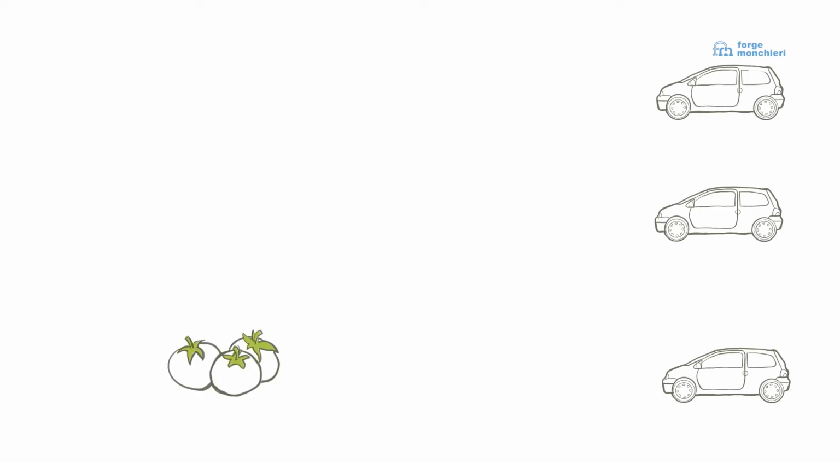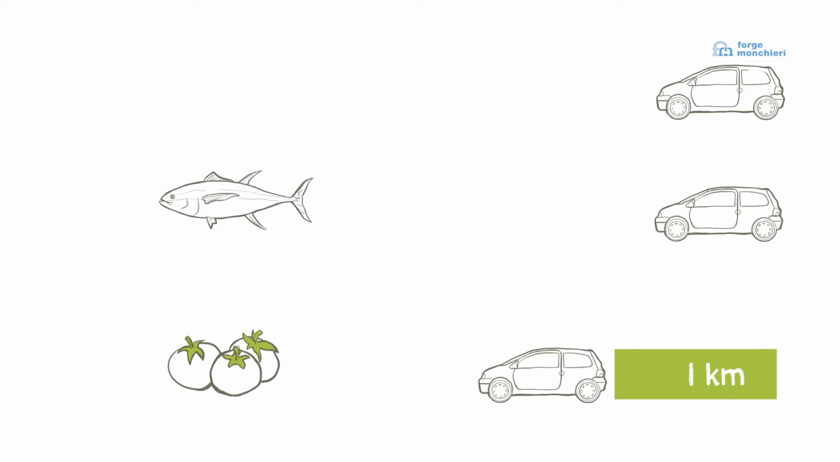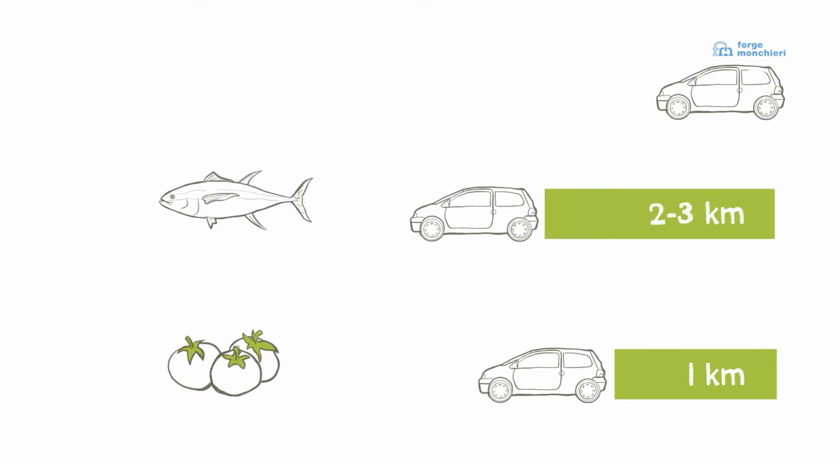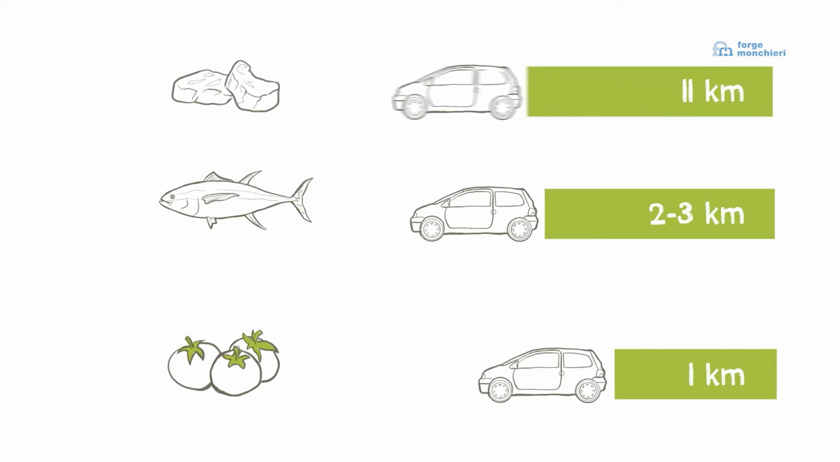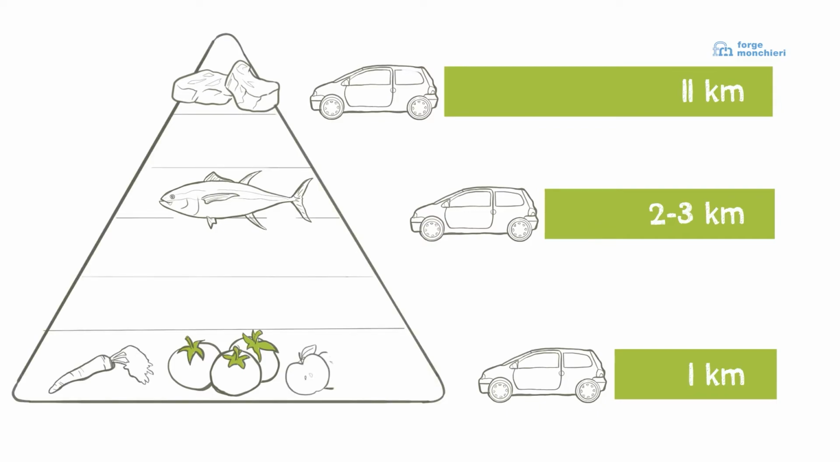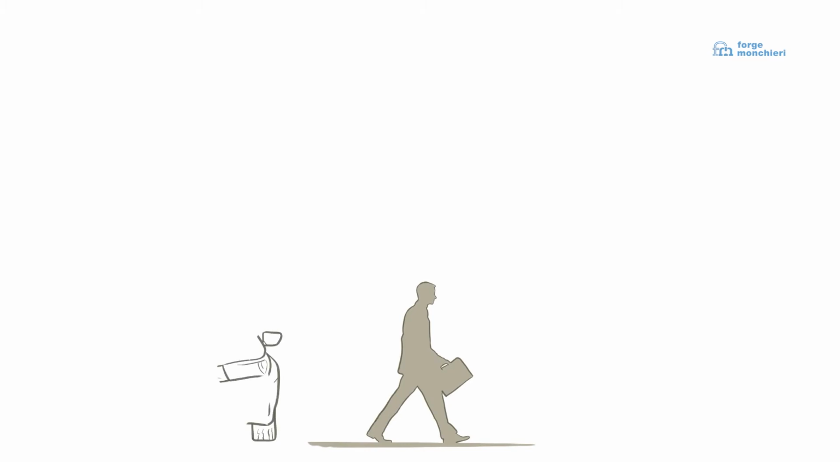1 kilogram of tomatoes produces the same emissions as a car driving less than 1 kilometre. 1 kilogram of tuna, the same as 2 or 3 kilometres. And 1 kilogram of beef is equivalent to a car driving 11 kilometres. As in the food pyramid, the products that are consumed in smaller quantities are the same ones that cause a greater environmental impact. Transportation also produces emissions.